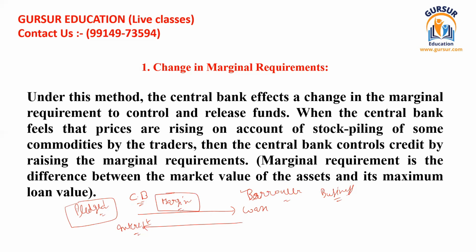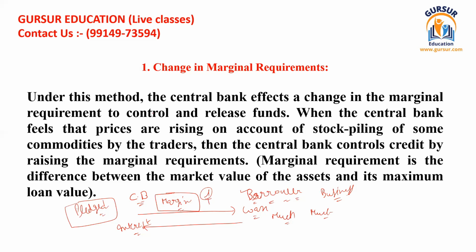So what the central bank can do, they can tell the commercial bank to raise the marginal requirement. If the marginal requirement is raised, obviously the borrower shall not be able to take much loan. If they are not able to take much loan, they shall not have much money. Then ultimately inflation can be managed.